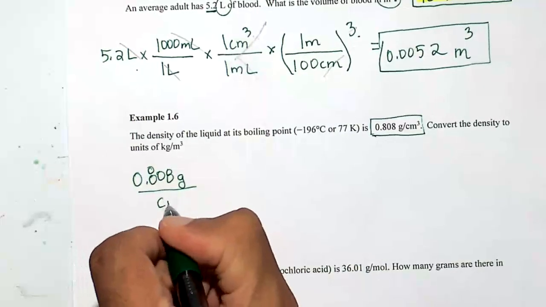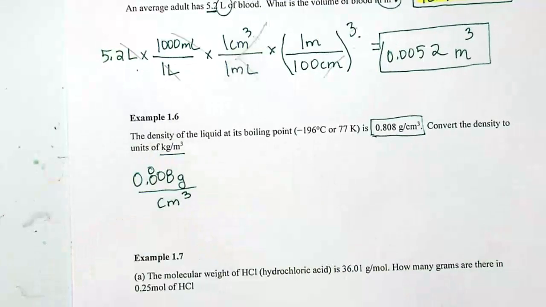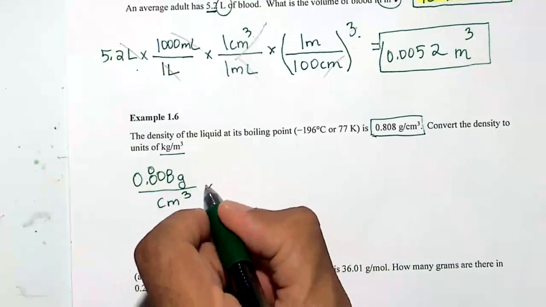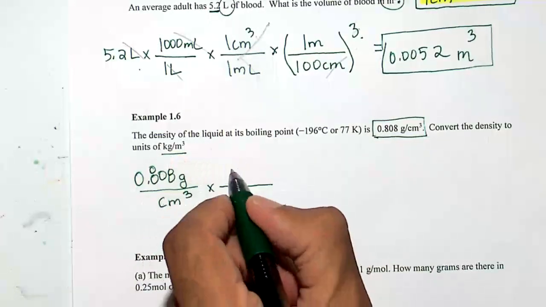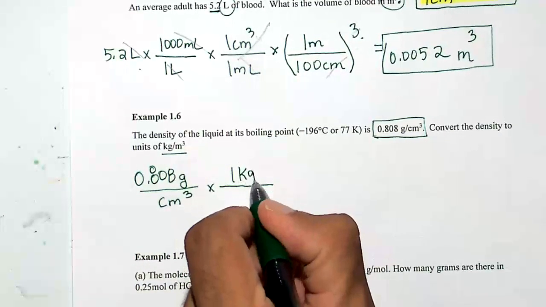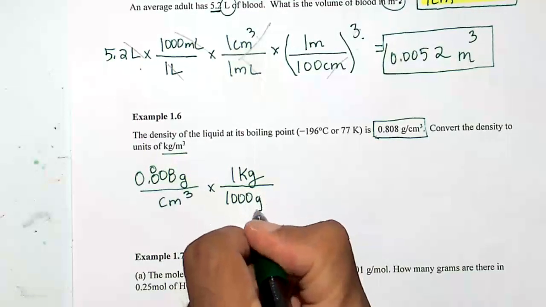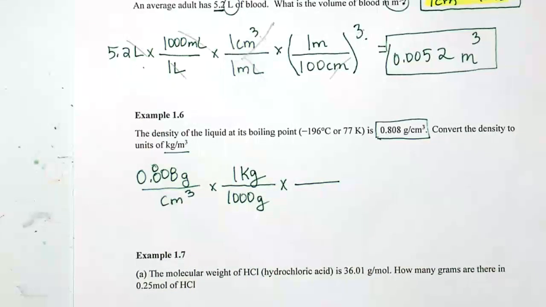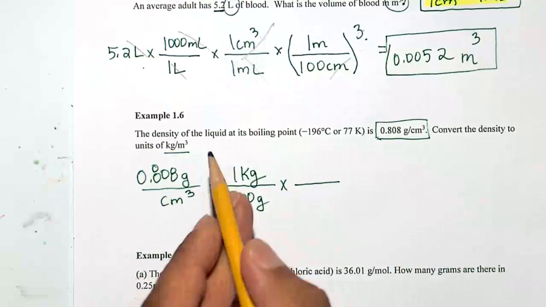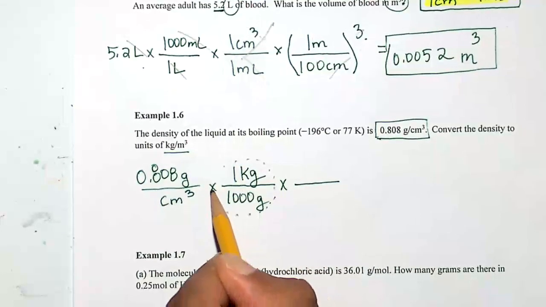0.808 grams per centimeter cubed. Okay, we want it to kilograms over meters cubed. So we need kilograms up on top. So 1 kilogram is how many grams? 1,000 grams. Yes? Okay, 1 kilogram is 1,000 grams. It's probably a good thing to memorize or keep this in the back of your head.